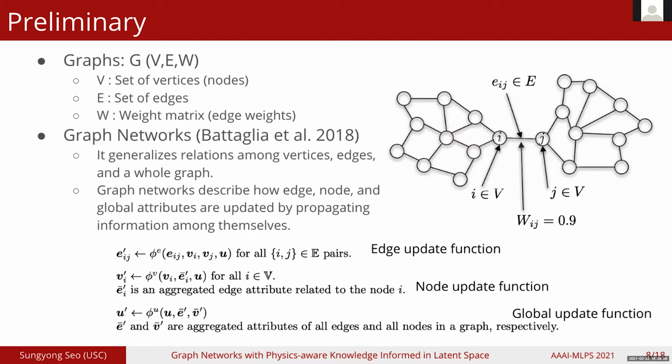It generalizes relations among vertices, edges, and a whole graph. By aggregating neighboring information for an edge and a node, we can propagate information between them as well as update their latent representations.